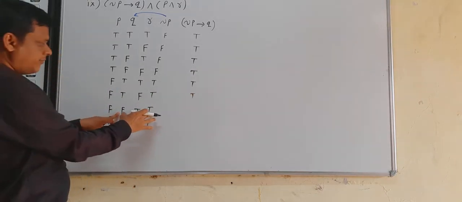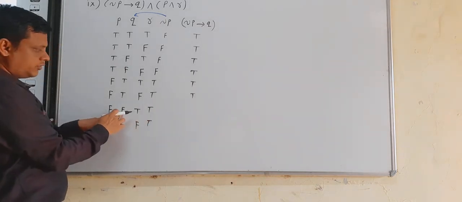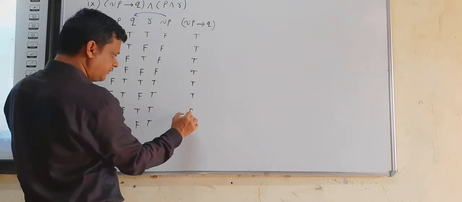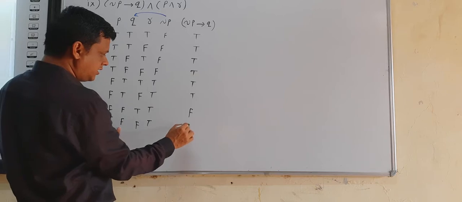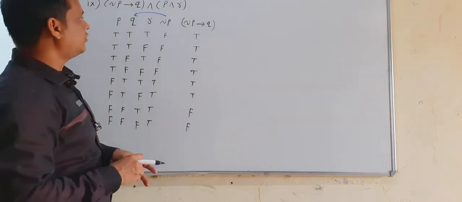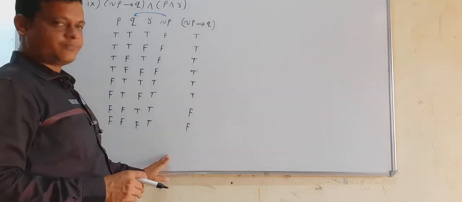Here both the statements' entries are not same, therefore the truth value is that of the second statement, which is F. Both the entries are not same, the truth value of the second statement is F. Therefore the truth values for negation P implies Q are in this way.